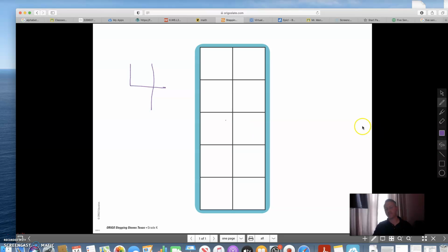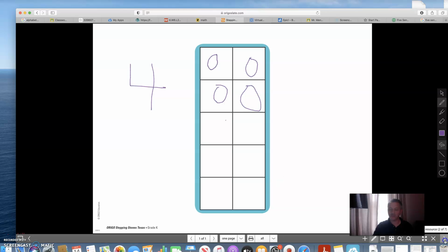What number is that? That's right, that's 4. Very good. Let's go ahead and fill it in. 1, 2, 3, and 4. Very good. Now I can see that it is less than 10 because I have a lot of spots ready to go that are empty in my 10 frame. So that's less than 10.